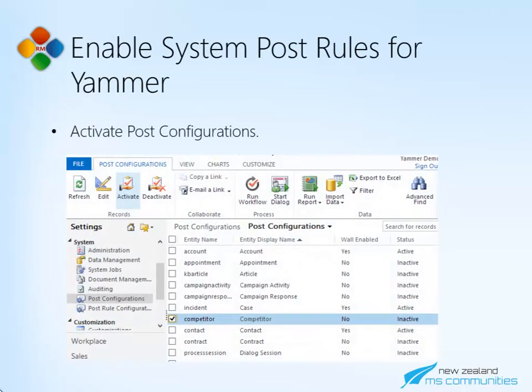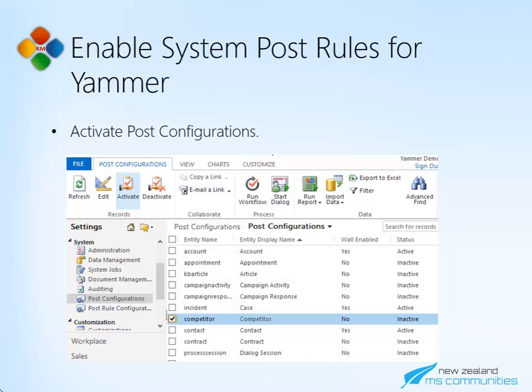So once that's done, that's configured now. You can start posting user posts on Yammer walls in CRM, and that'll get posted to Yammer. But just to make sure that the system posts are all working, we need to come down into settings and post configurations, and this will list all the entities that can be used for Yammer. So generally it's just all of the standard entities. When you create a custom entity, that'll automatically create a post configuration in this area here.